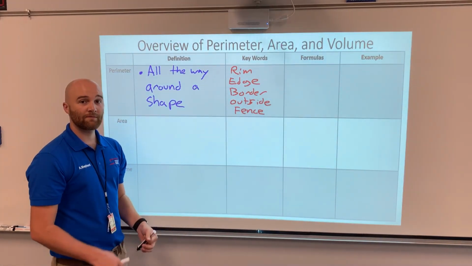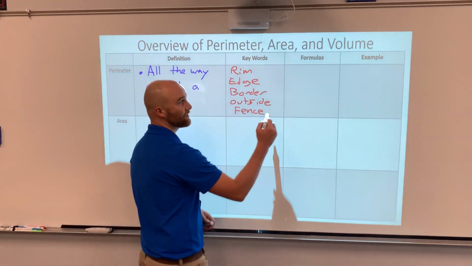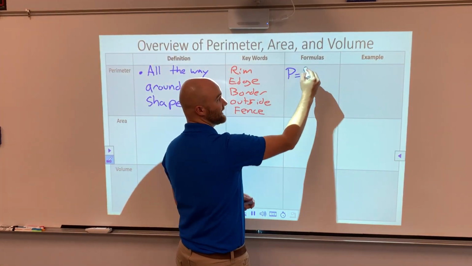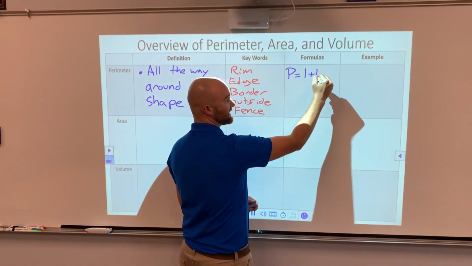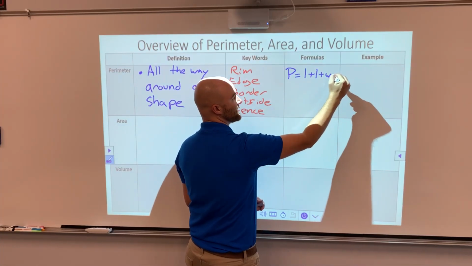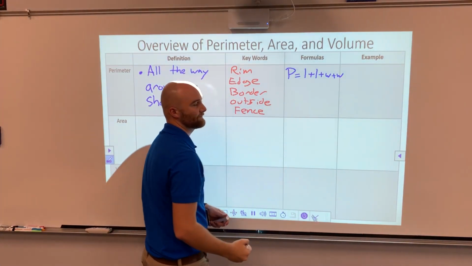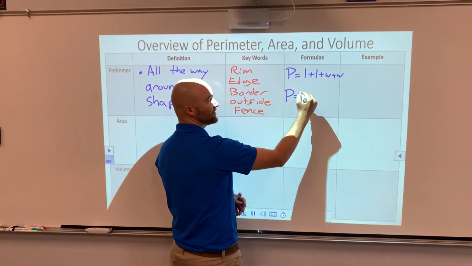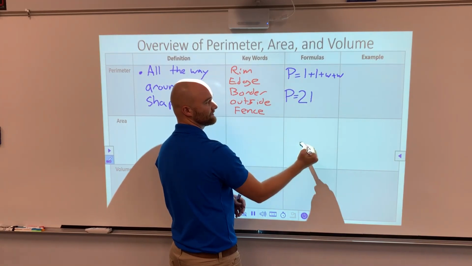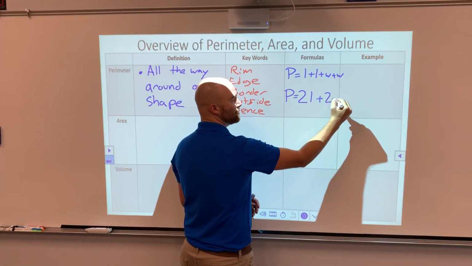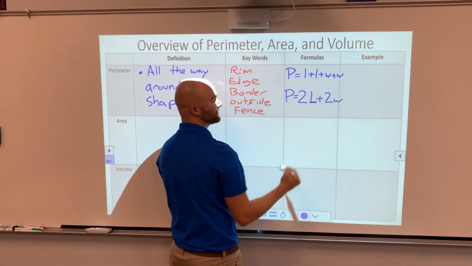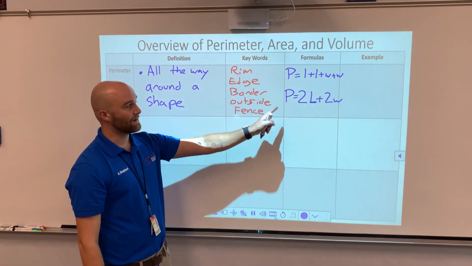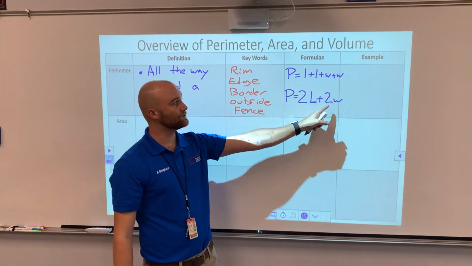Here's the formula for the perimeter of a rectangle. The formula for the perimeter of a rectangle is either perimeter is equal to the length side plus the length side plus the width side plus the width side, or if you wanted to simplify it down, perimeter is equal to 2 lengths plus 2 widths. And I'm going to use a capital L here just so that we can see that that's an L, because I know sometimes my handwriting is hard to read. So I've got my perimeter is 2 lengths plus 2 widths.